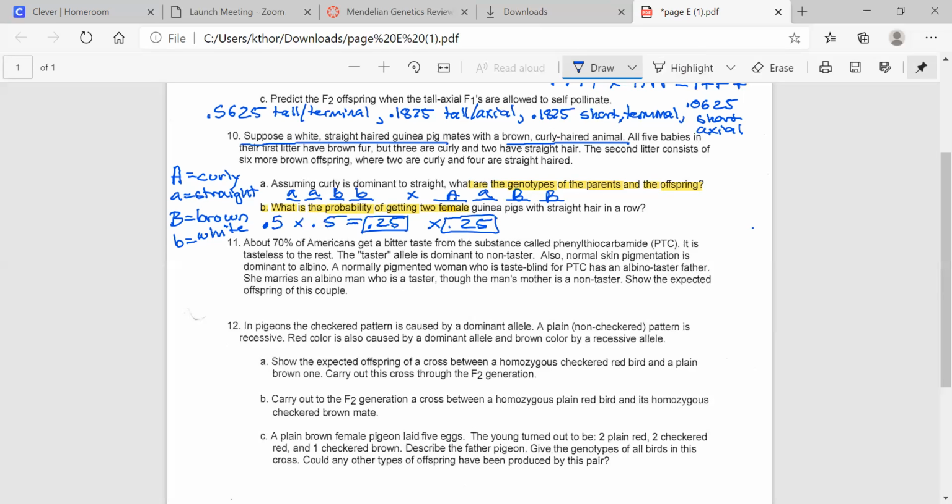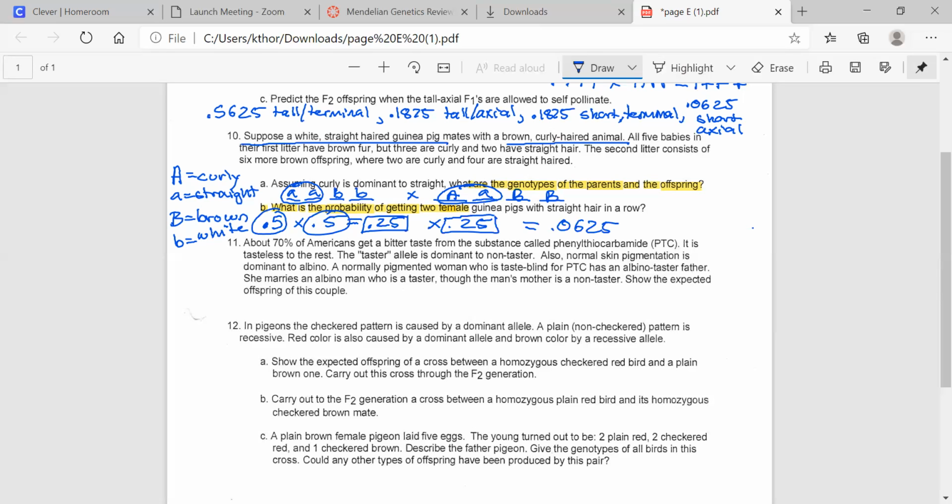Let me double check. Yep, 0.0625. So this 0.5 here is whether it's a boy or a girl, 50%. This right here is whether it's going to be straight hair or curly hair. I know that because for the hair, we have homozygous recessive crossed with heterozygous. When you cross a homozygous recessive with heterozygous, it's 50-50. And so 0.5 times 0.5 is 0.25.